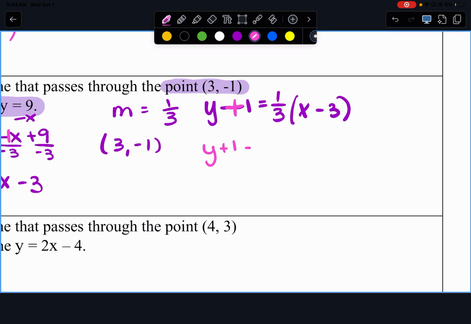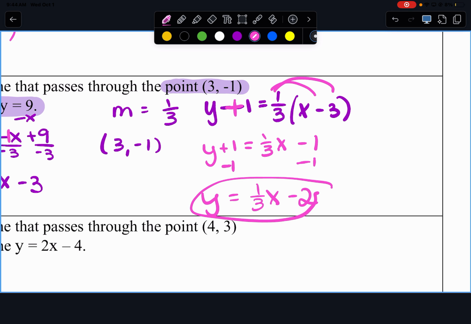Distribute. So we get y plus 1 equals 1/3 x. What is 1/3 times negative 3? What's a third of 3? 1. So that would be negative 1. Subtract 1 on both sides. y equals 1/3 x minus 2. And that is our answer.